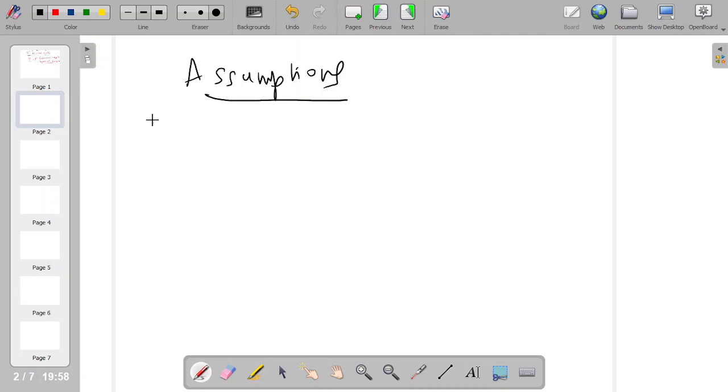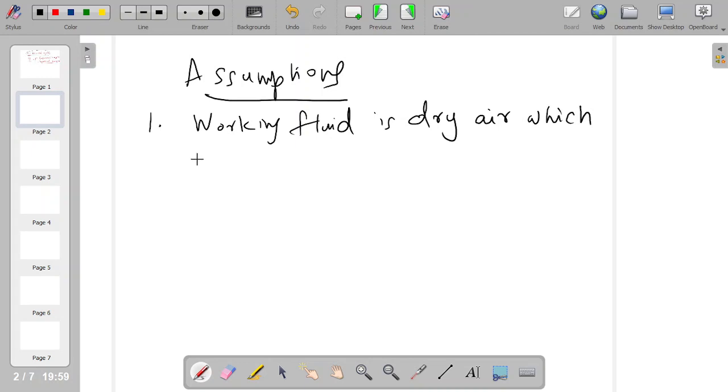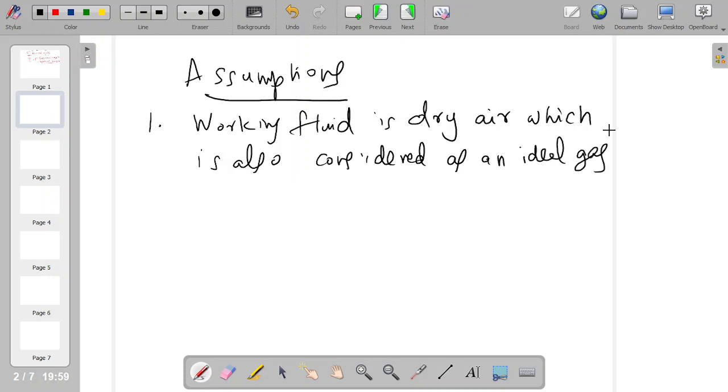The first assumption is that in the air standard cycle the working fluid is considered as dry air, which is also considered as an ideal gas. This assumption is very important.